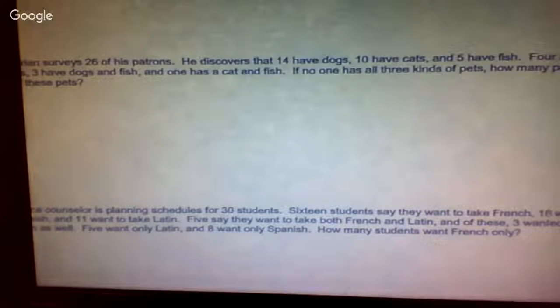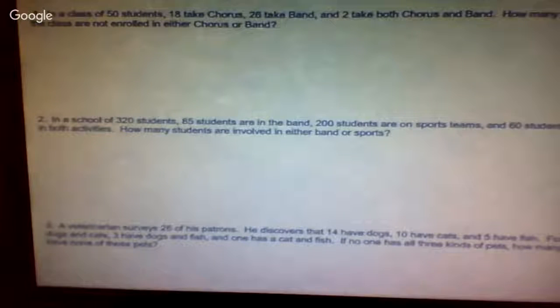Okay. We need to talk about these last 4 and we're finished with notes. So what we need to do here is create Venn diagrams from the word problems. In a class of 50 students, we have 18 that take chorus, 26 take band, and 2 take both chorus and band. How many students in the class are not enrolled in either chorus or band?